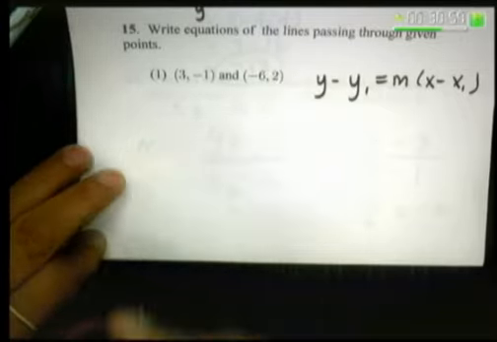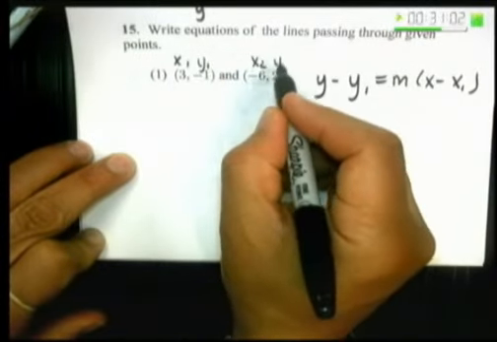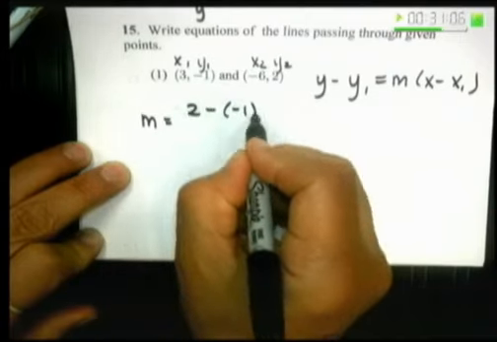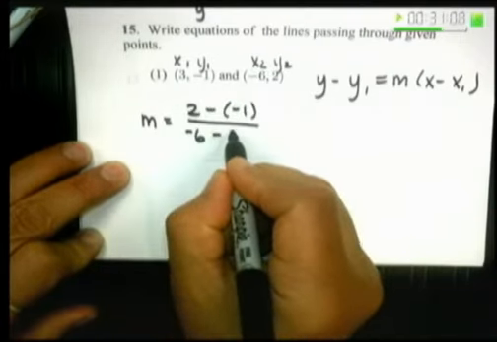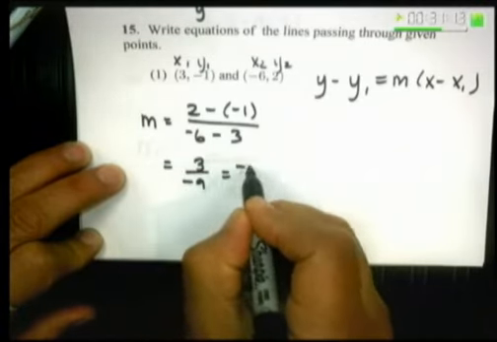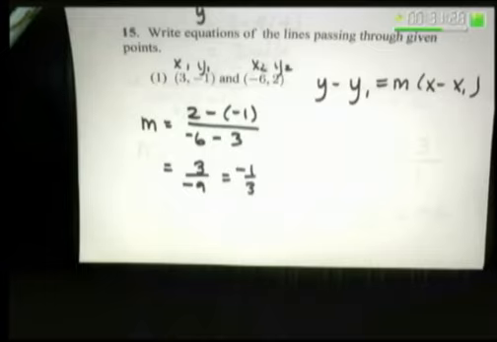The first thing we need to know is what the slope is. So I'm going to calculate the slope real quick. Just follow me. The slope will be 2 minus negative 1 divided by negative 6 minus 3, which is 3 over negative 9, which is negative 1/3. See if y'all follow that. 2 minus negative 1 divided by negative 6 minus 3. I get 3 over negative 9, which is negative 1/3.